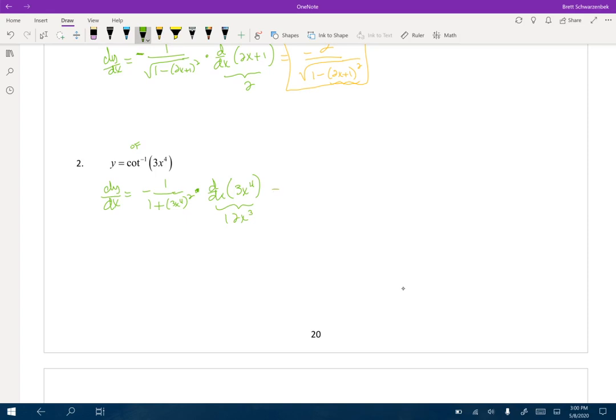And we just move that to the numerator. Negative 12x cubed, 1 plus, and then again, if you want to change this, you can change the 3x fourth squared to 9x to the 8th, and you're going to get your derivative.